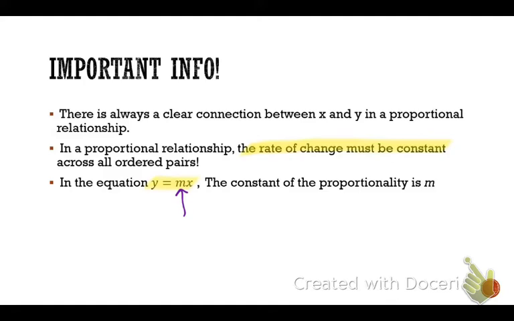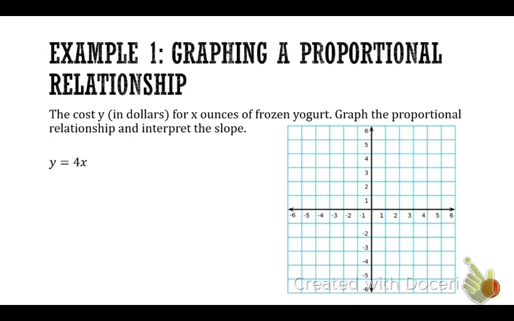What am I doing to x? Am I multiplying it by 2? Am I dividing it by 4? What am I doing to my x value to give me my y value? All right, so what does it look like in an example, and what would it look like on a graph?